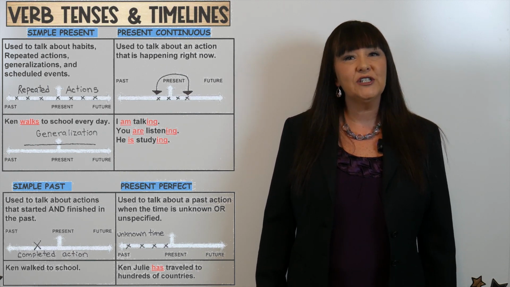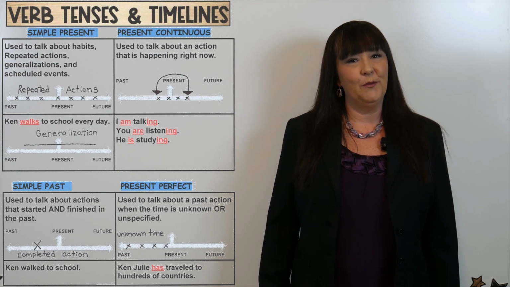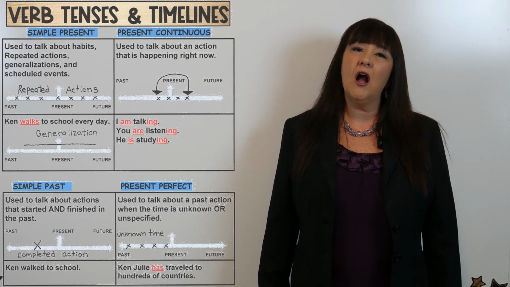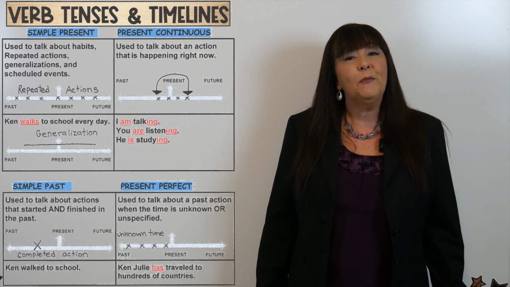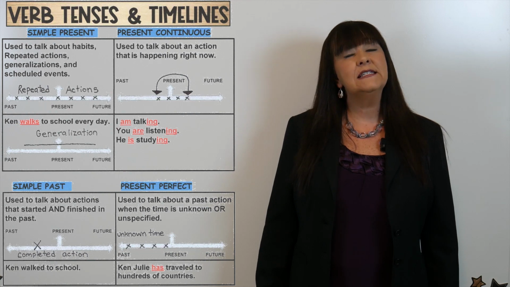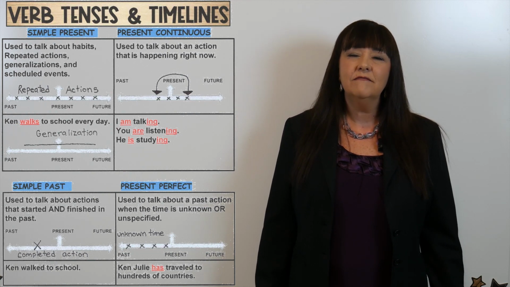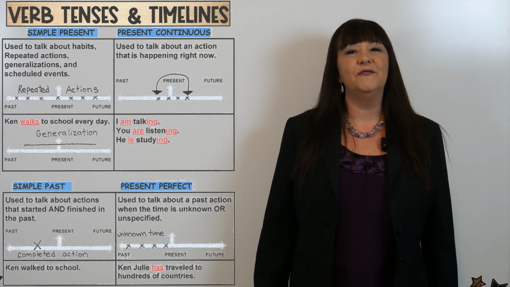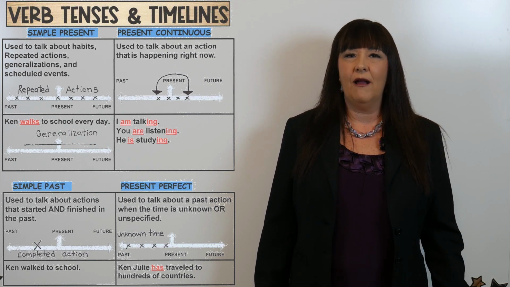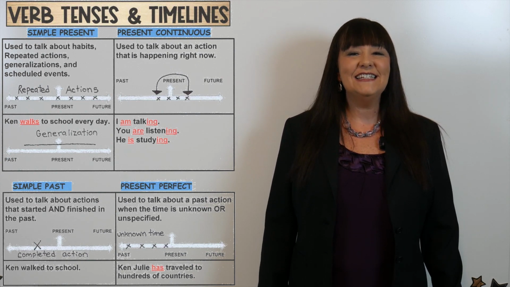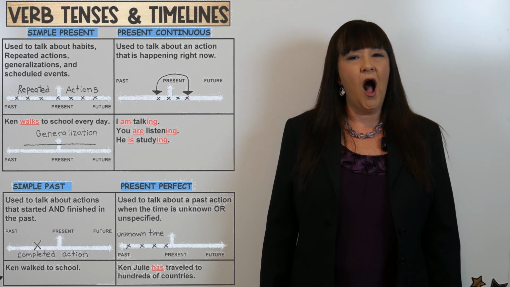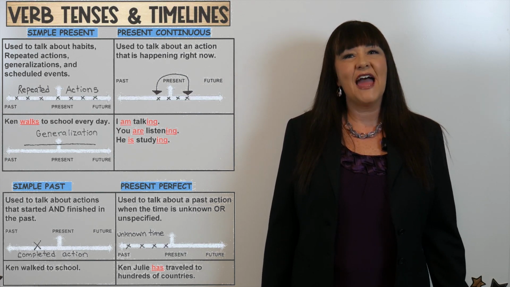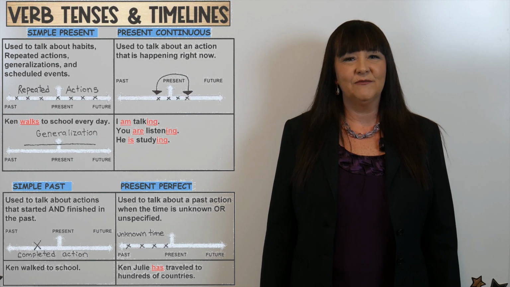Let's look at the first type of verb, the simple present. The simple present is used to talk about habits, repeated actions, and scheduled events. We often use the word every day before we use this tense. For example, you see the sentence that says, Ken walks to school. That's a habit or something that he does every day.